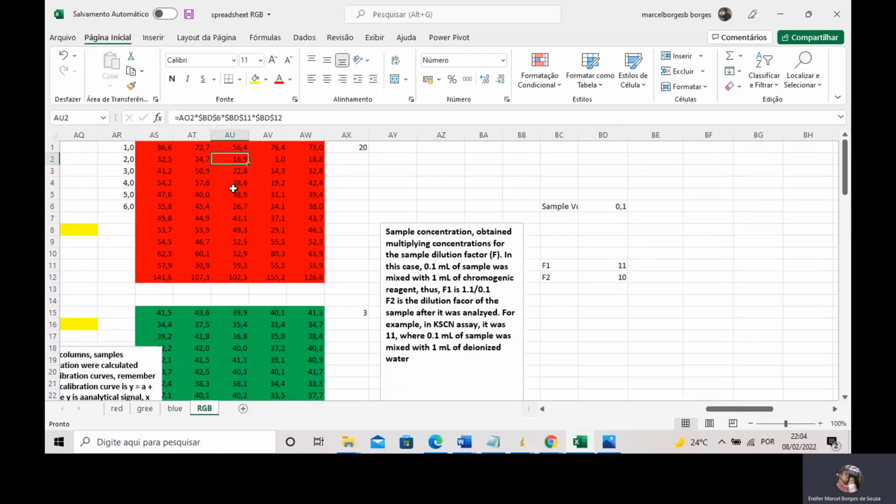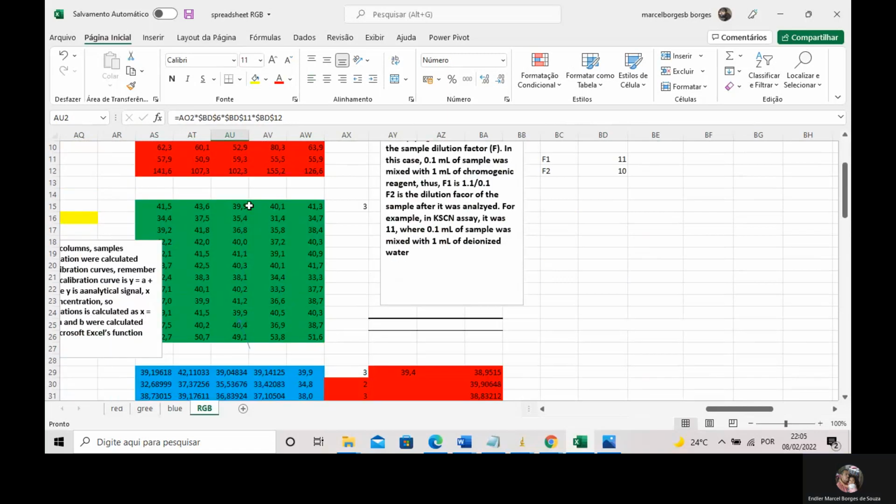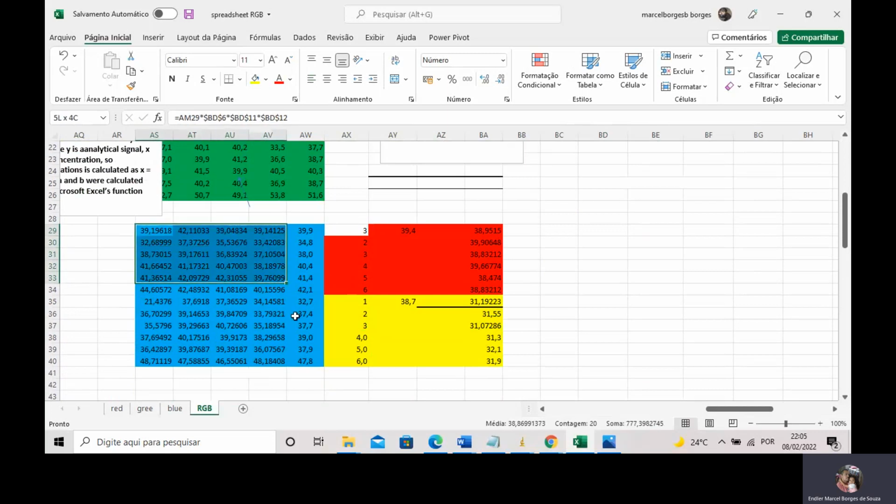It is a very simple procedure. You can do it very easily using ReadPlate and the spreadsheet that I provide in the description of this video. This spreadsheet was also provided in the support information. Observe that in here you have the iron mass determined in your samples.